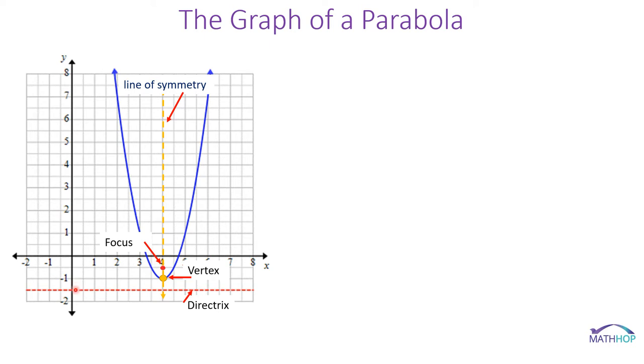This is actually x equals negative 1.5. And so this is going to be equidistant to the vertex as the focus is. So the vertex is the same distance from the focus as it is from the directrix. Easy for me to say. So that's the relationship we're really going to be looking at.